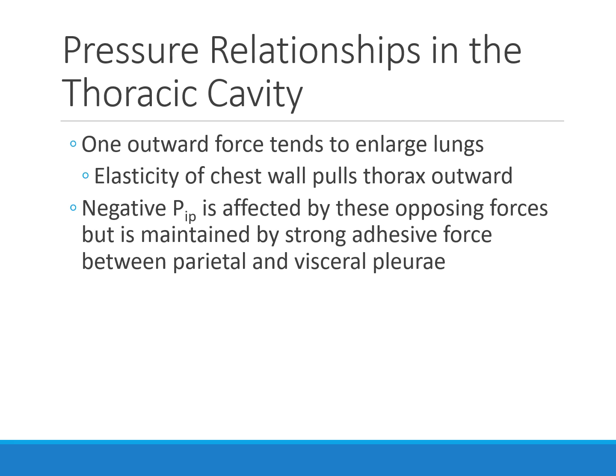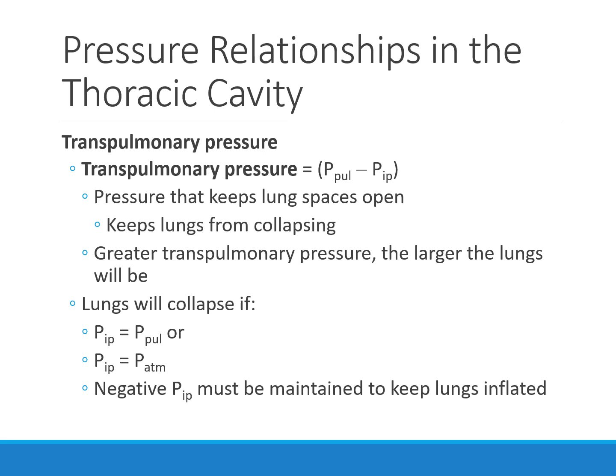There's one outward force that tends to enlarge the lungs, and that's the elasticity of the chest wall that pulls the thorax out. So a negative pressure is affected by those opposing forces, but is maintained by this strong adhesive force between the parietal and the visceral layers that are lining the thoracic cavity.